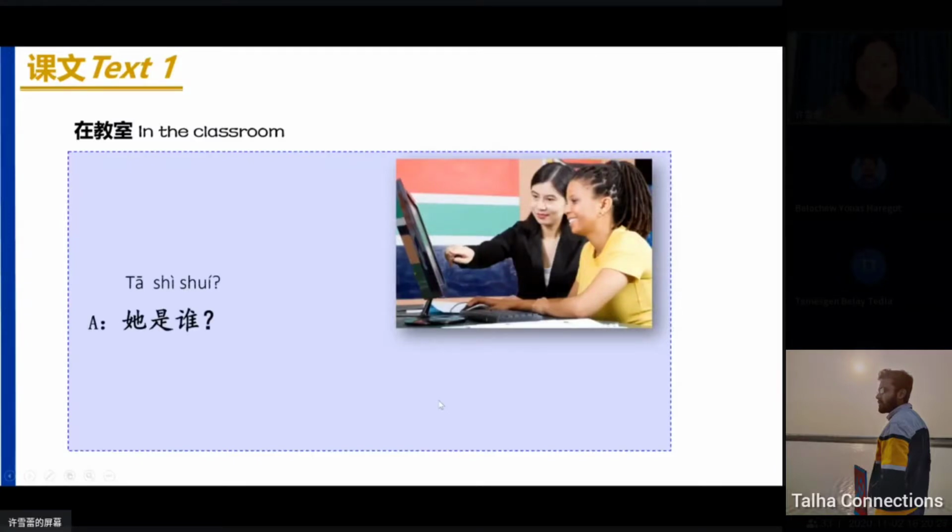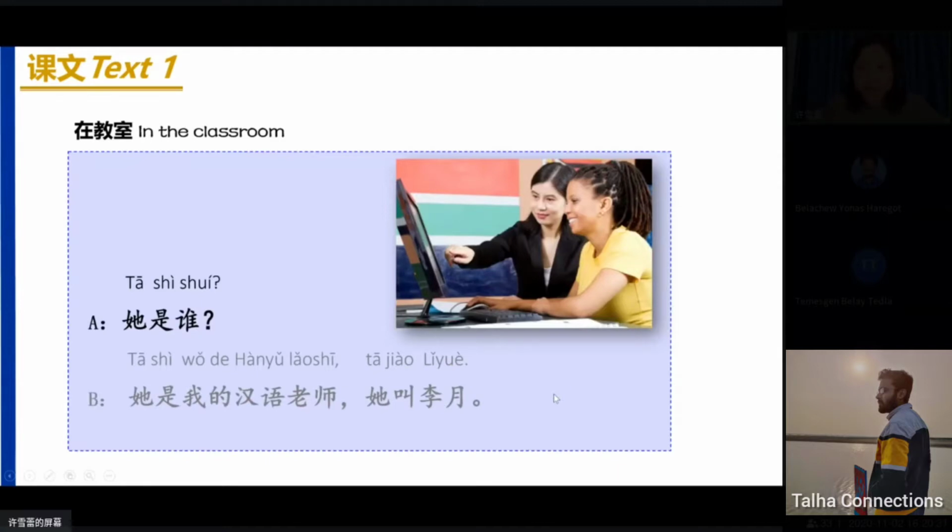Now look at the screen. I'd like you to use your Chinese keyboard to type the sentences on the screen and send the sentences to the chatting room. Try your Chinese keyboard.